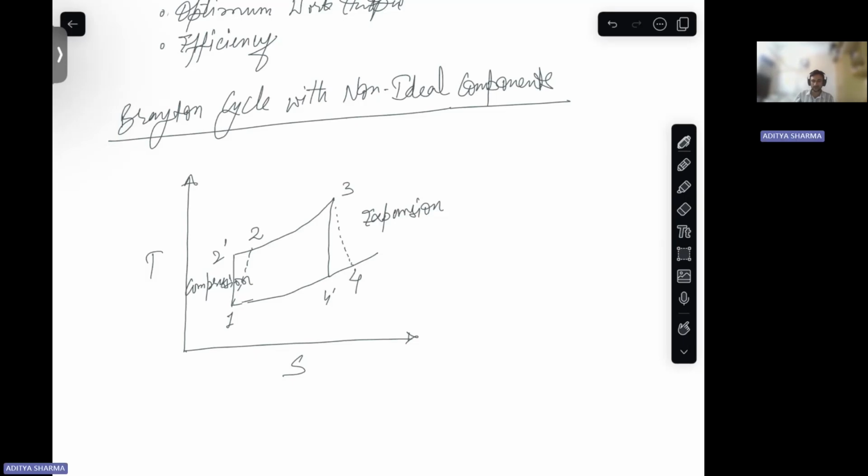Again, then heat and work interactions. All this discussion has been done in this week's content. And then component efficiencies. What is compressor efficiency? What is turbine efficiency? All this has been discussed. What is optimum work output? All this discussion has been done in this week's.